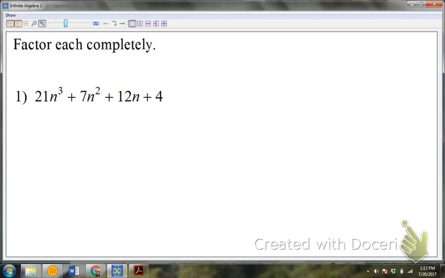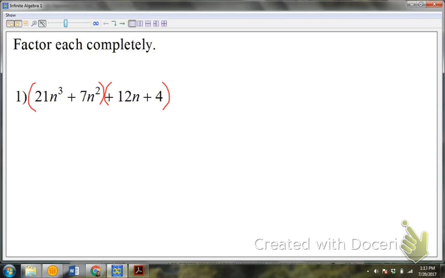So what we're going to do is called grouping. We're going to take the first 2 terms and group them together, and the second 2 terms. Notice I included the sign with the 12 inside the parentheses. Make sure you include the sign with the 12 inside the parentheses. Now we're going to look at these 2 at a time. Between 21n cubed and 7n squared, what's the greatest common factor?